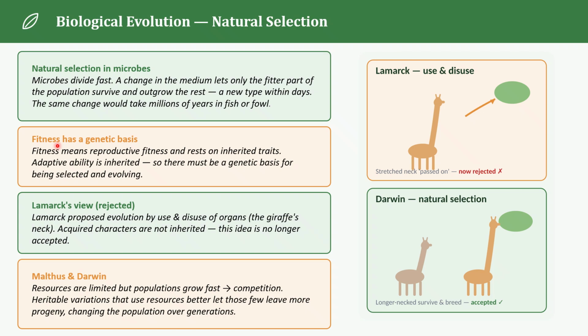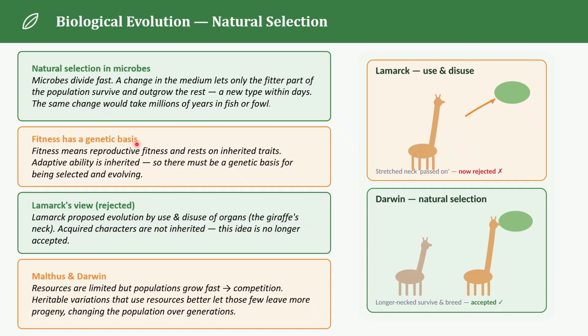And what is this genetic basis? Why can one organism survive while another cannot? Because survival depends on inherited genes, and adaptive ability is inherited. So this fitness has a genetic basis. Only inherited characters can be passed to the next generation.